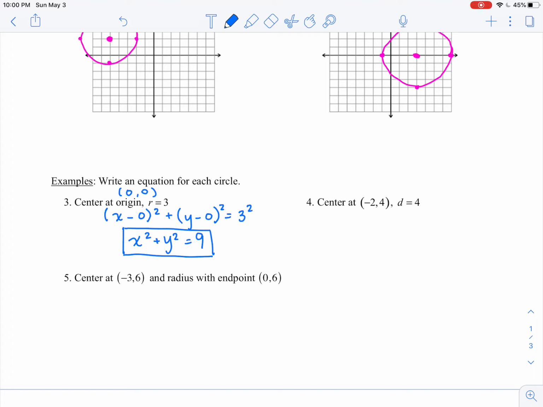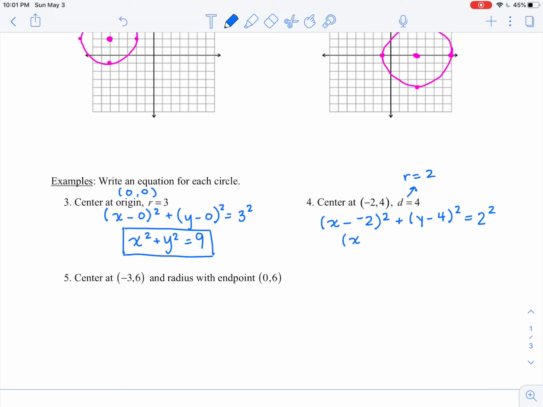In question number 4, the circle has a center at -2, +4, and a diameter of 4. So when we fill in our equation for the circle, it's x minus the x-coordinate of the center, so minus -2 squared, plus y minus k, the y-coordinate of the center, here that's 4 squared, equals the radius squared. So if your diameter is 4, radius is half of that, so our radius is 2, and that gets squared.